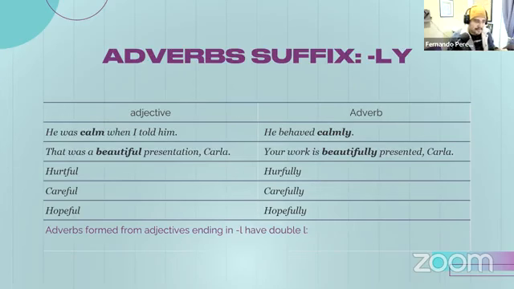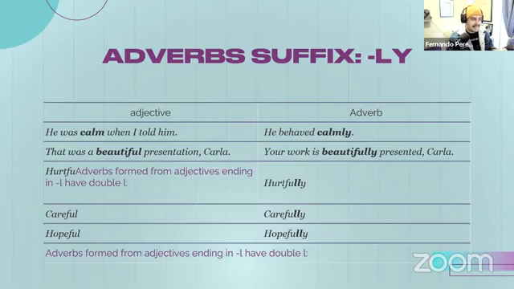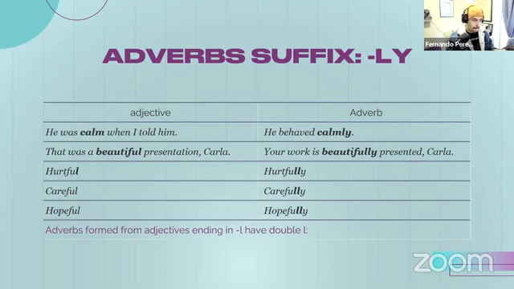Adverbs formed from adjectives ending in L have double L. Take a note. Double L, double L, double L. Because here the adjective ends in L. Okay, this is like for punctuation. And we have even more rules.